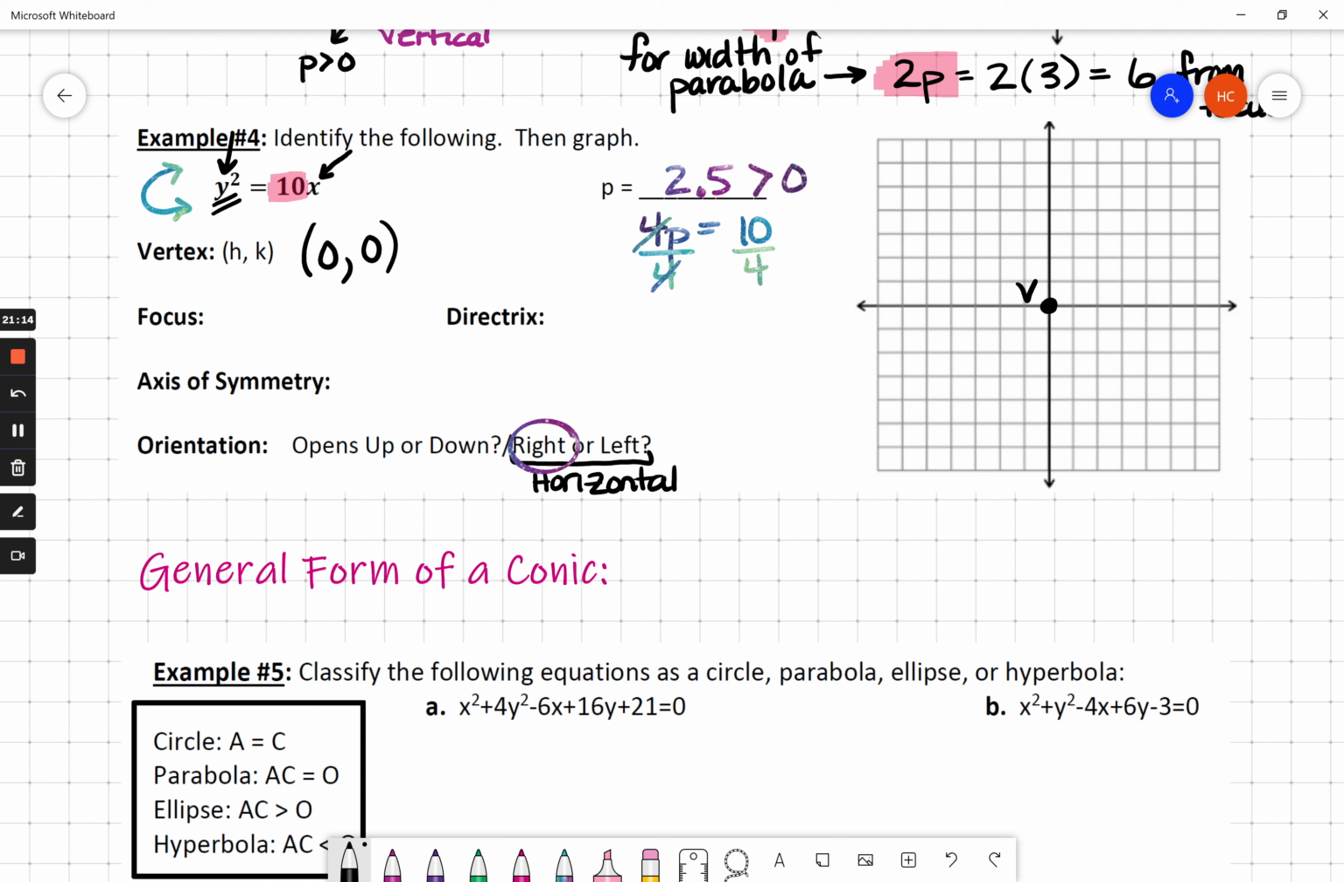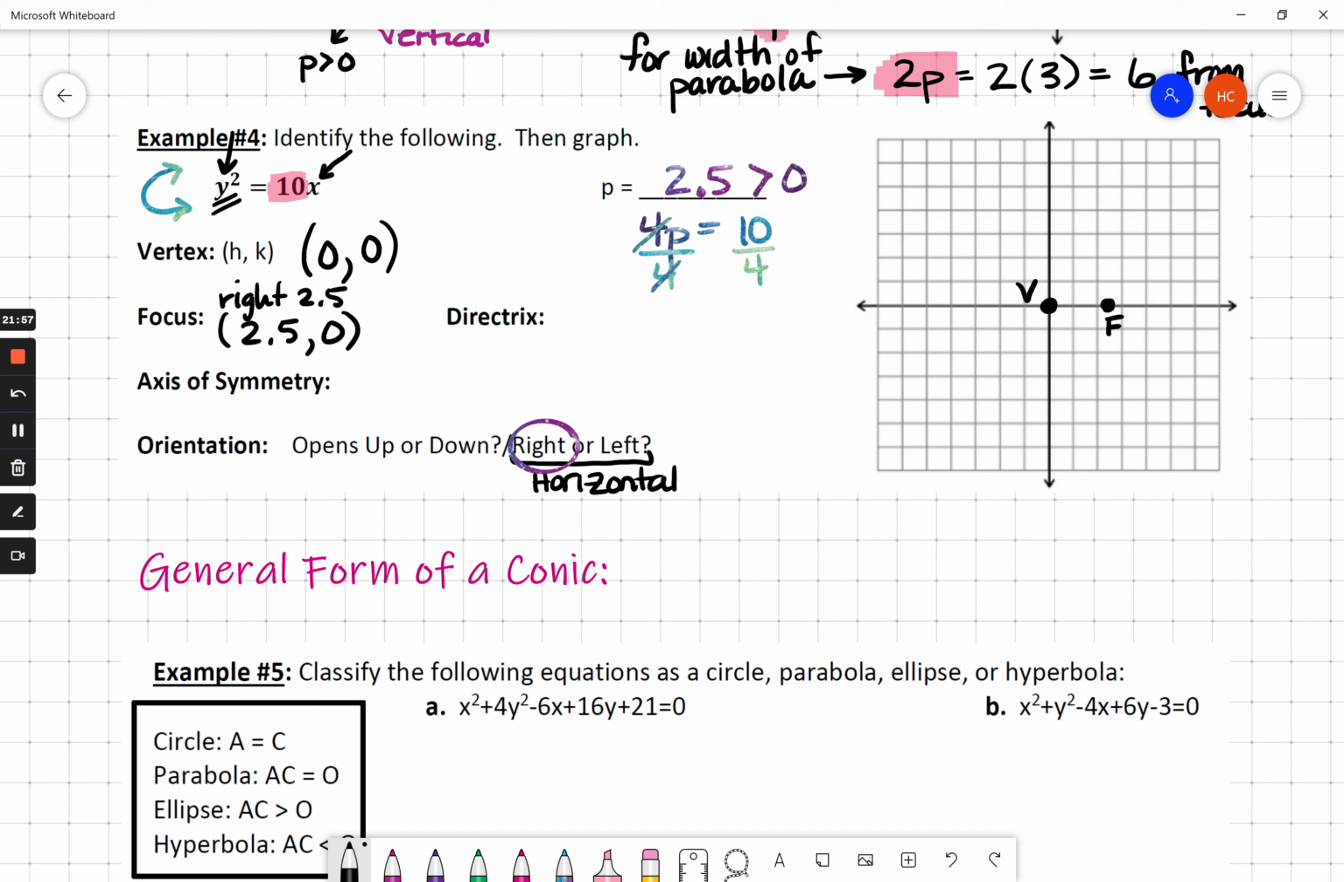After the vertex, I'm going to graph the focus. The focus depends on the orientation and the p-value. Notice I said right, and my p-value was 2.5. So I need to go to the right 2.5. I don't have to write that down; I'm just writing it down so that you can visually see what we're doing. So right 2.5 is going to be right about right here, and I'm going to label it F for focus. So what are the coordinates of that point? My answer for focus would be 2.5, 0.